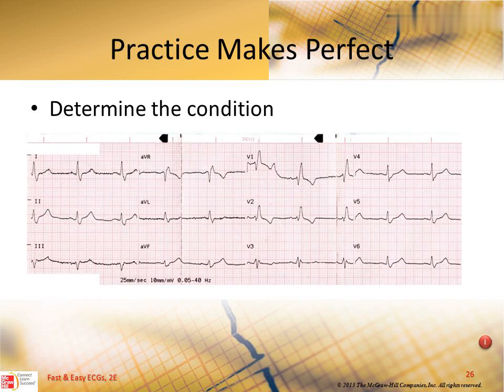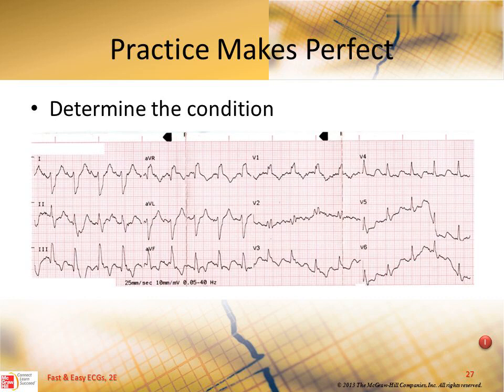Practice makes perfect. Determine the condition. Answer: sinus bradycardia with left atrial enlargement and right bundle branch block. Practice makes perfect. Determine the condition. Sinus tachycardia with right atrial enlargement, right bundle branch block and left posterior hemiblock, bifascicular block.